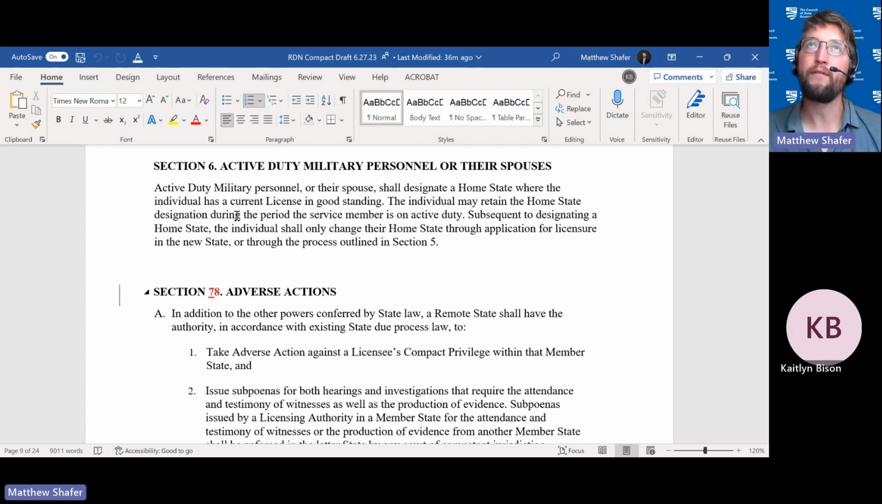military. So if they are initially stationed in California, they designate California as their home state. They can move to any state. It doesn't matter. For purposes of the compact, their home state will always be California.